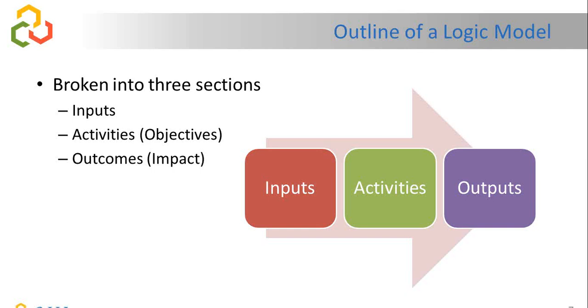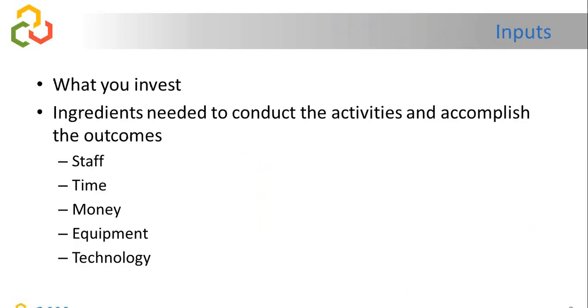So now we'll discuss each section of that. Your inputs are what you're going to invest. It's the ingredients needed to conduct the activities and accomplish the outcomes. So it's going to list everything that you have to support your program. Staff, time, money, equipment, technology, anything like that you're going to put into the input section.